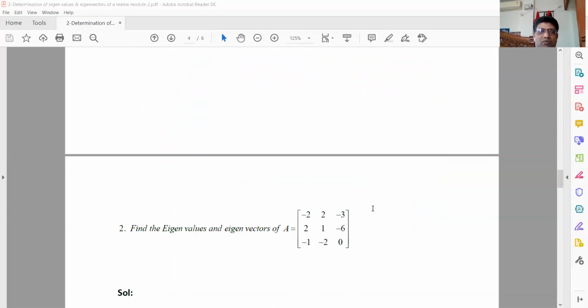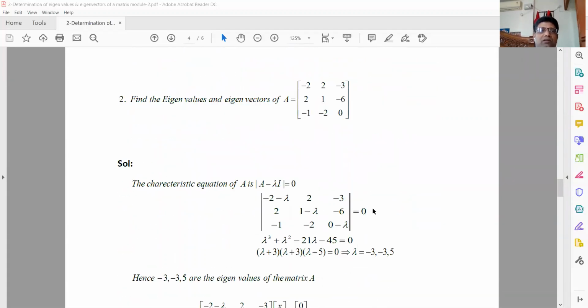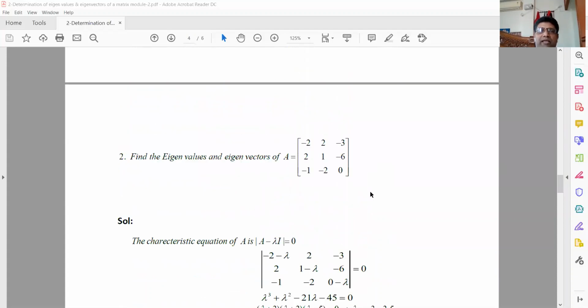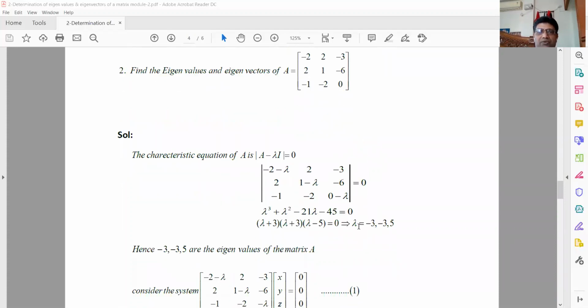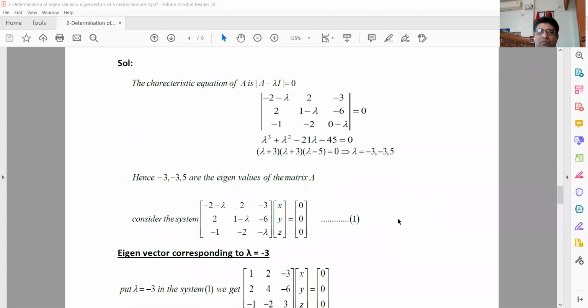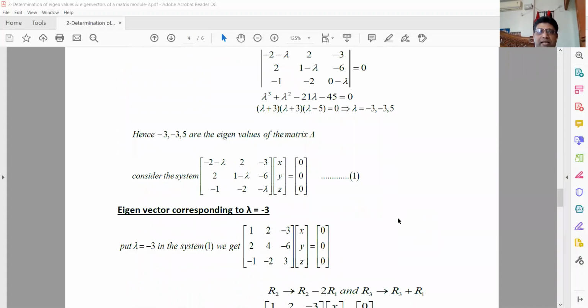Next, we'll see one more problem, whereas in the first problem the eigenvalues are all distinct. So in this problem we'll find the eigenvalues and eigenvectors of the given matrix. Here, if you calculate the eigenvalues, we got the eigenvalues minus 3, minus 3, 5. That means eigenvalues are repeating here. Okay. So now, first I will calculate the eigenvector corresponding to lambda equals minus 3.